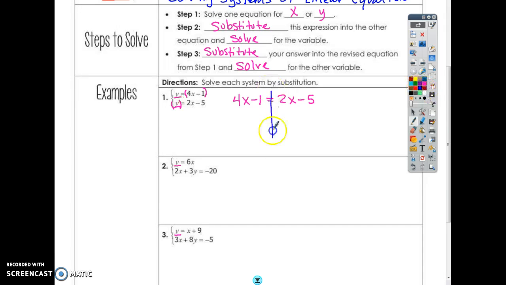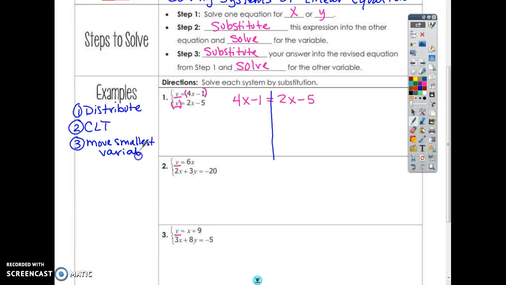And we're going to follow the same steps that we were using at the very beginning of the year. Step number 1, distribute. Is there anything for me to distribute? No, so I'm not going to distribute. Step number 2, combine like terms. Is there anything on the left side that I can combine? No. Anything on the right side I can combine? No. Step number 3, move smallest variable.